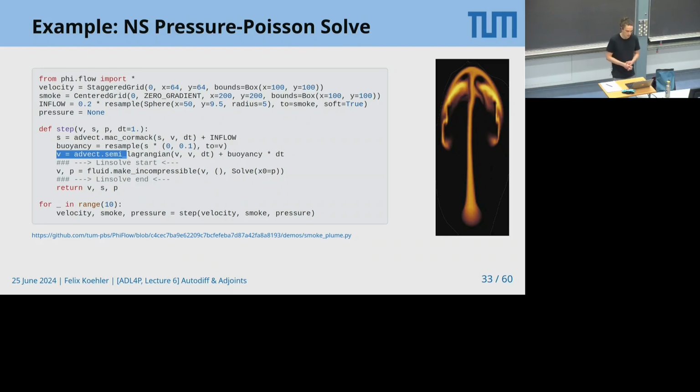And then it does something very interesting. It makes the fluid incompressible. What does that mean? Usually when you do an advection step, or if you advect your fluid, it can turn into a state where it is no longer incompressible. And this is, of course, a requirement. If you make an incompressible Navier-Stokes equation and it's not incompressible, then there's something going wrong. Essentially, this is what Phi-flow does here. But the crucial point for us is that at this point, Phi-flow solves a linear system of equations.